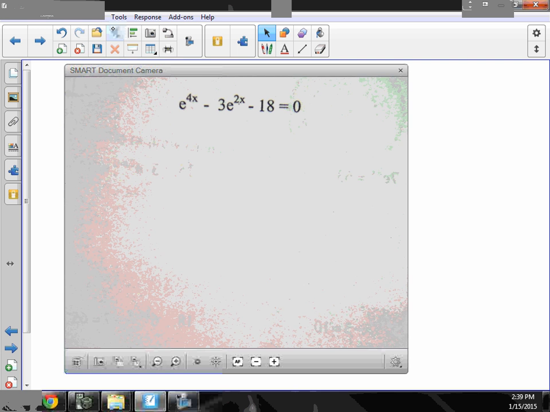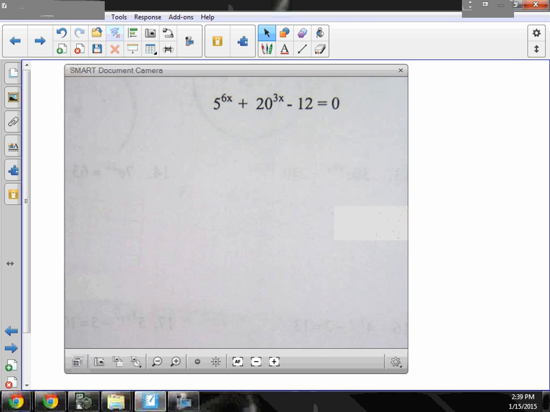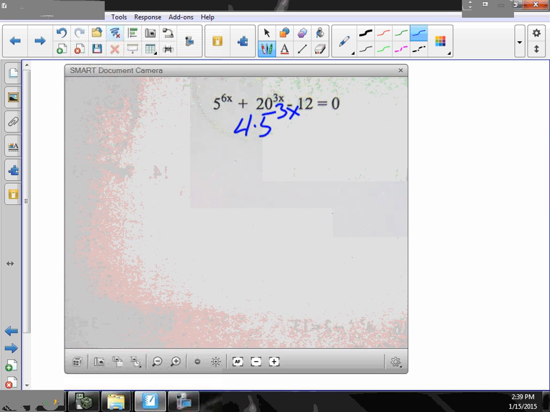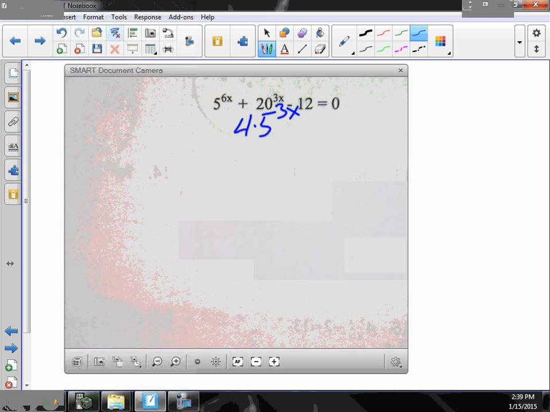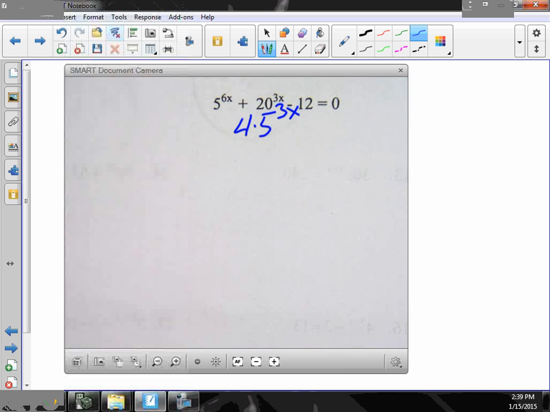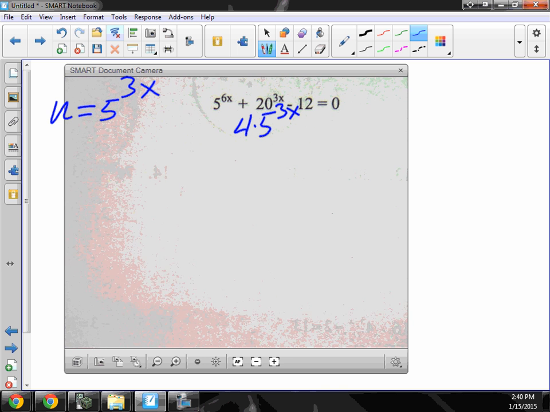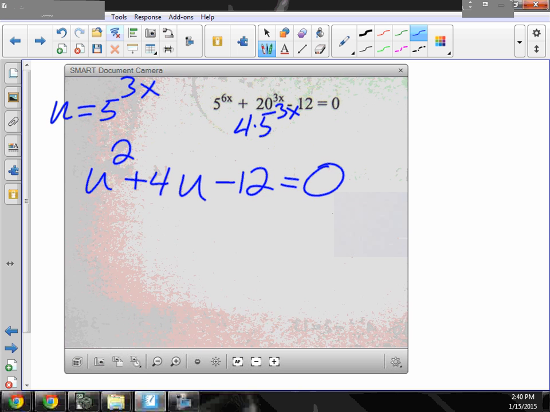Okay, so there's a mistake on this last one. That 20 is actually supposed to be 4 times 5 to the 3x. Do I have the quadratic pattern I require? Is the first exponent double the second exponent? Yes. So what is my u going to be? 5 to the 3x. Could I choose 5 to the x? I could, but depending on the problem, it may make factoring a little harder. So u squared plus 4u minus 12 equals 0.